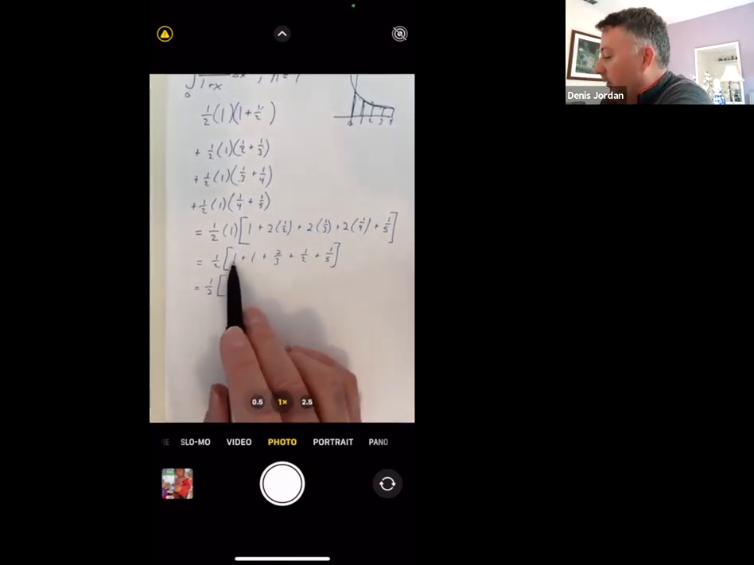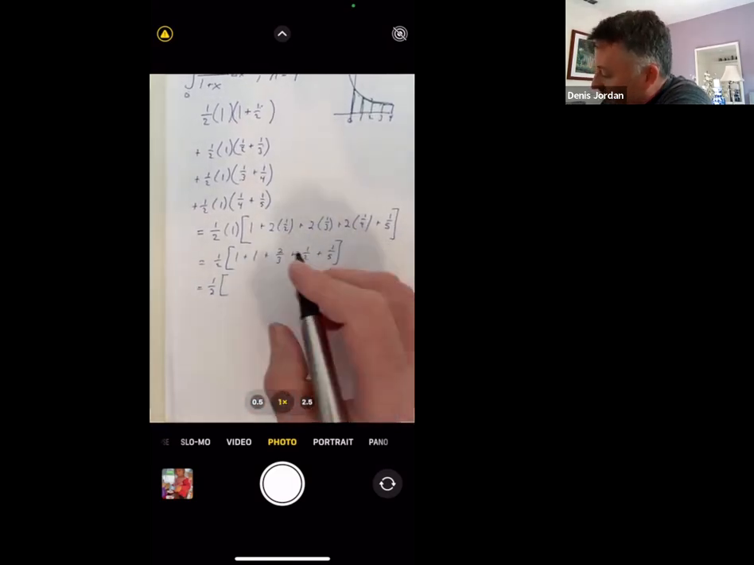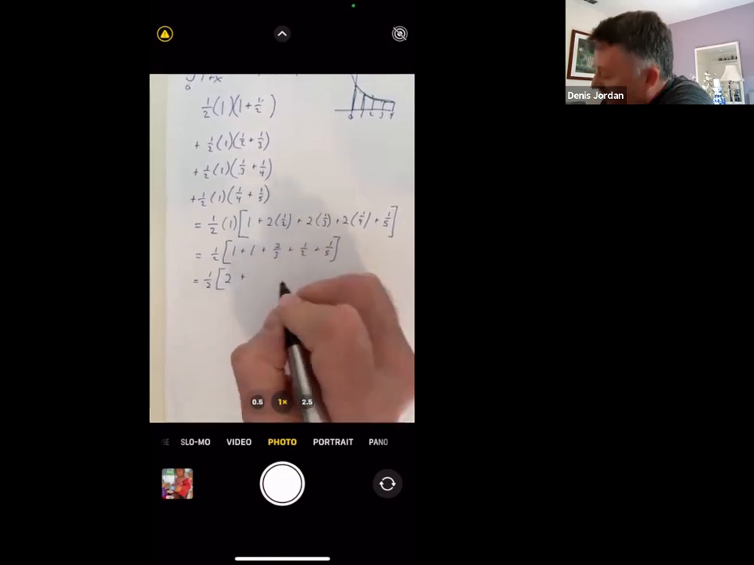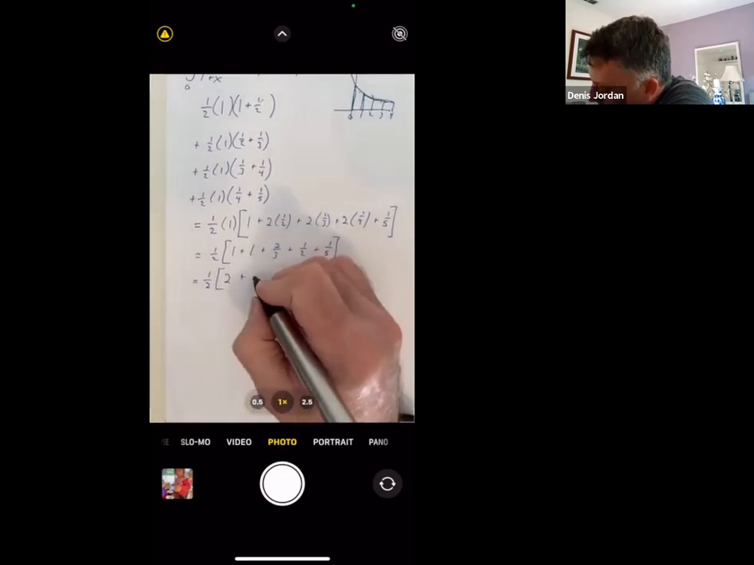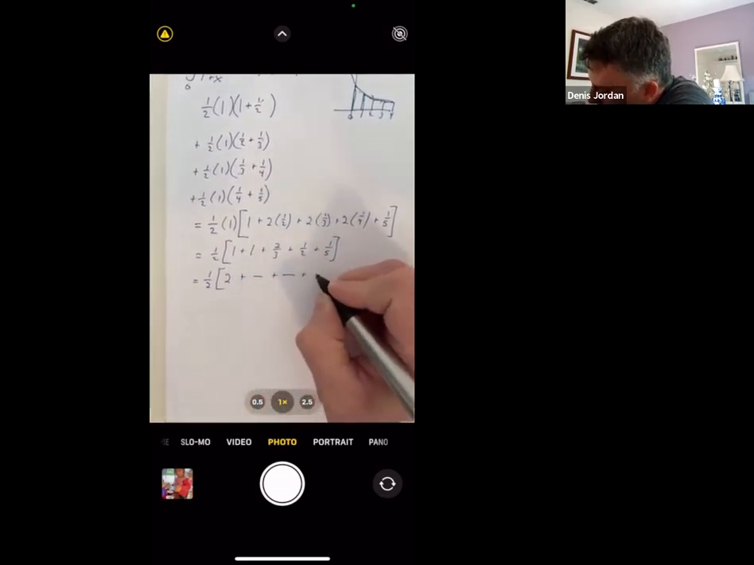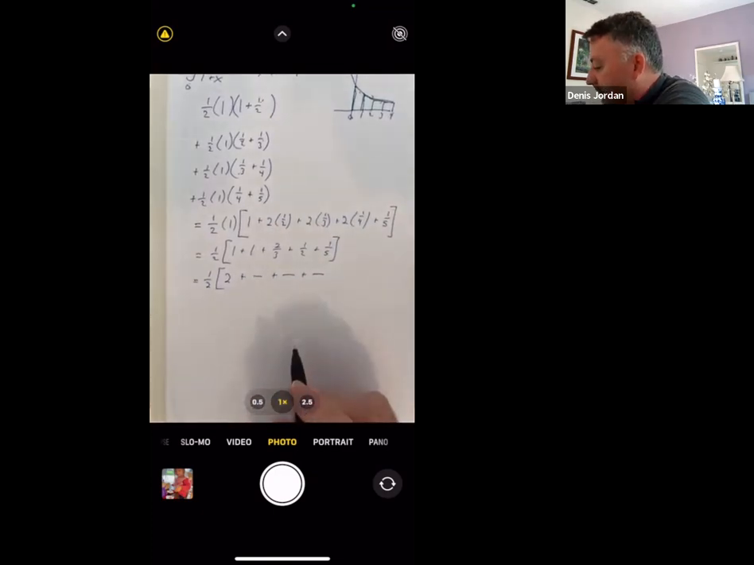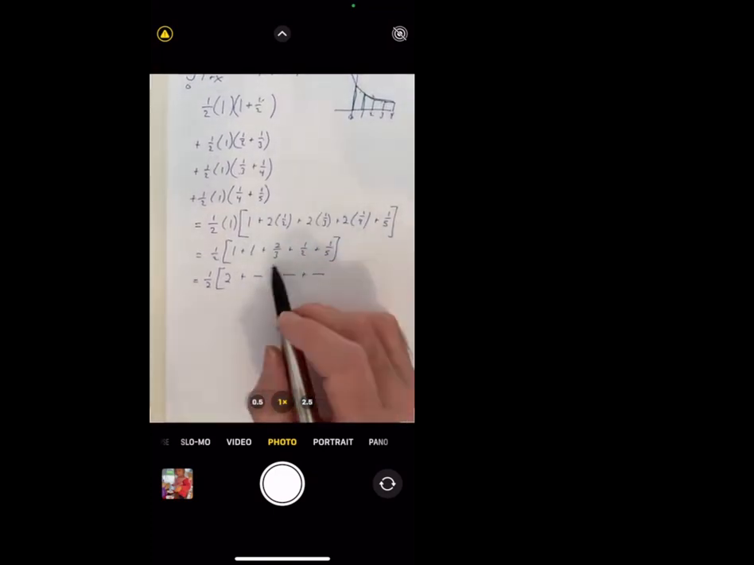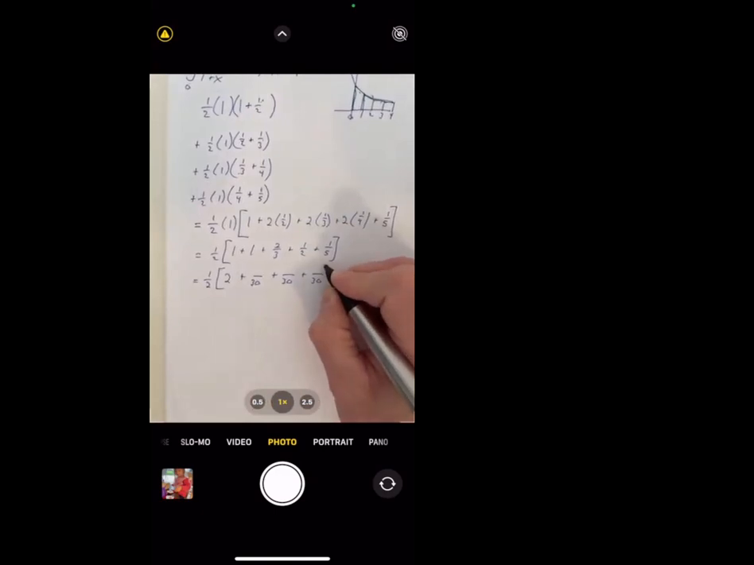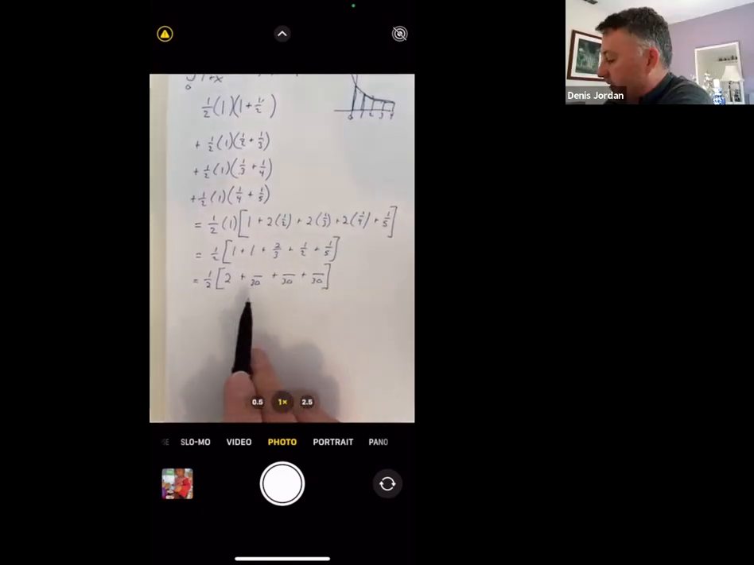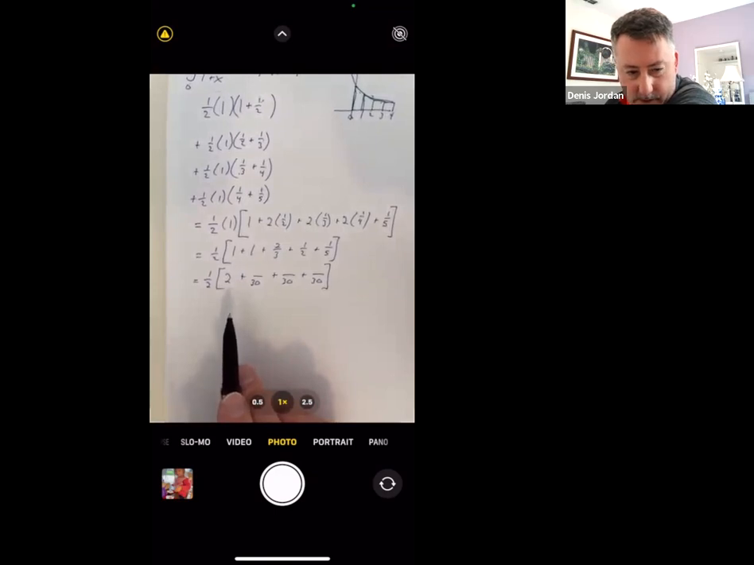Okay, so 1, 2. Common denominator is, is it 30? Yeah. So this is looking like it should have been something over 60. So I don't know why that's not a choice.